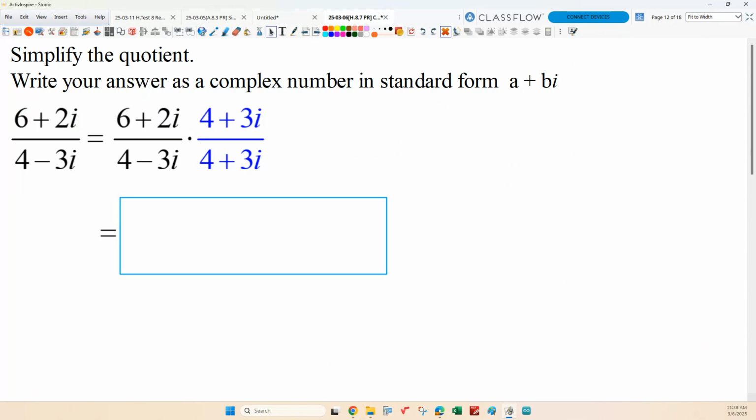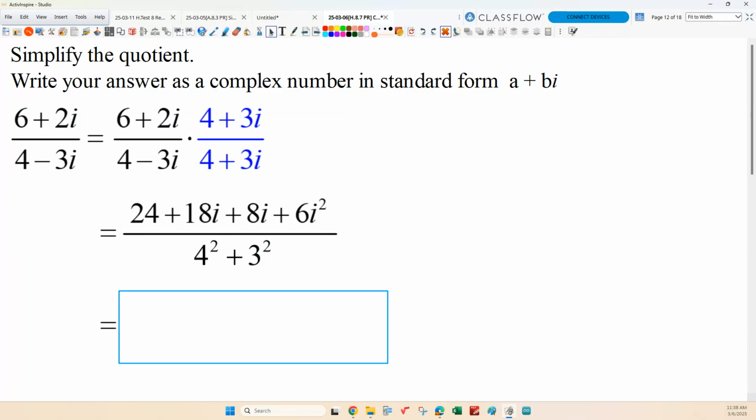I'm going to get 25. Yeah, 4 squared plus 3 squared, right? On the bottom. The top's going to be a mess, but the bottom's going to be easy. 16 plus 9 is 25. On the top, I'm going to have to do what we just did a little bit ago. I'm going to have to just FOIL them out, right? Distribute and collect like terms. But that's no big deal.